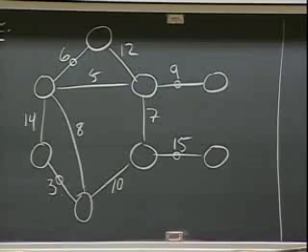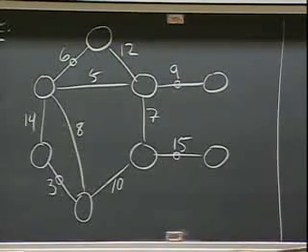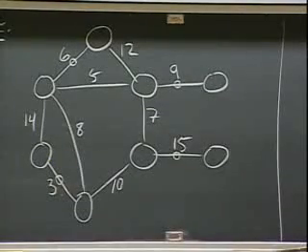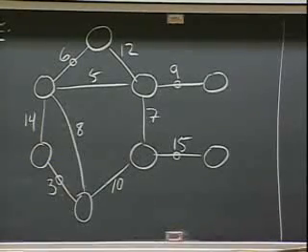Still don't have everything connected up. What else has to be in there for the minimum spanning tree? 7, 5, and 8. Why 7, 5, and 8? Because 7 is less than 10, 8 is less than 10, and 5 is less than 12. Okay, so can we argue those one at a time? Why does 5 have to be in there?